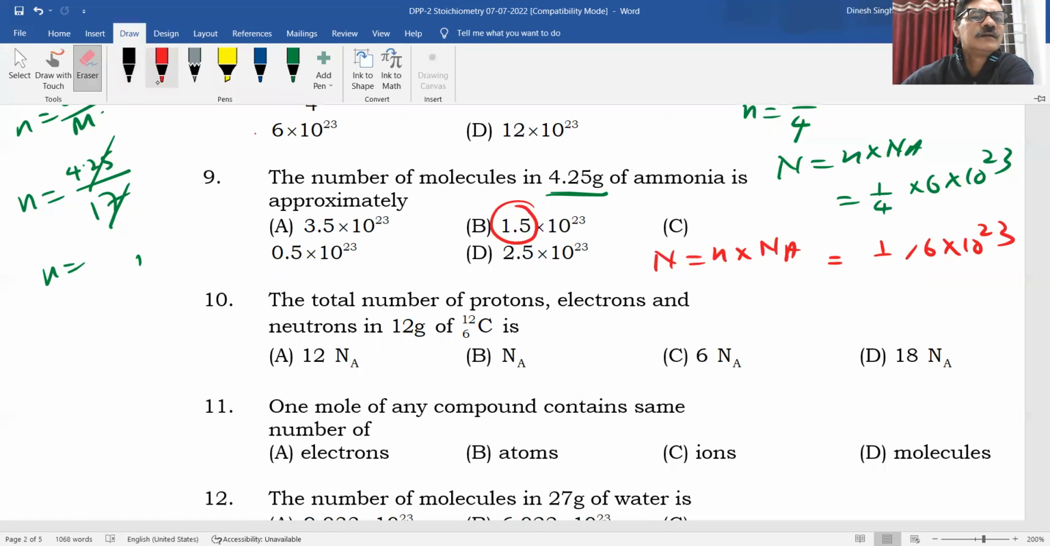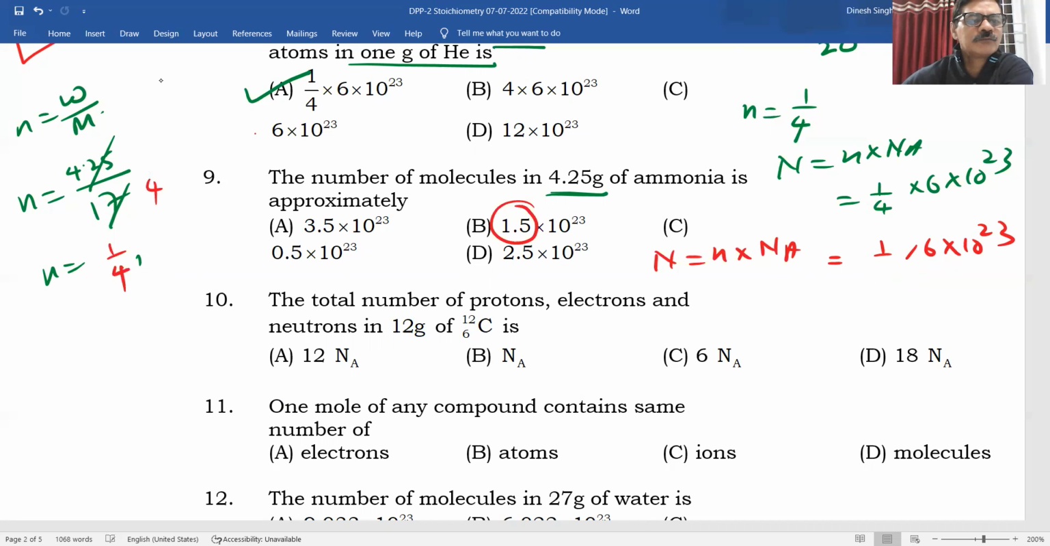Okay, so here we can see this will be 4 times 1/4, the number of moles. So here this is 1/4 into 6. So 4 ones are 4, 4 fives are 20. So this will be 1.5 into 10 power 23. So this will be the correct answer.